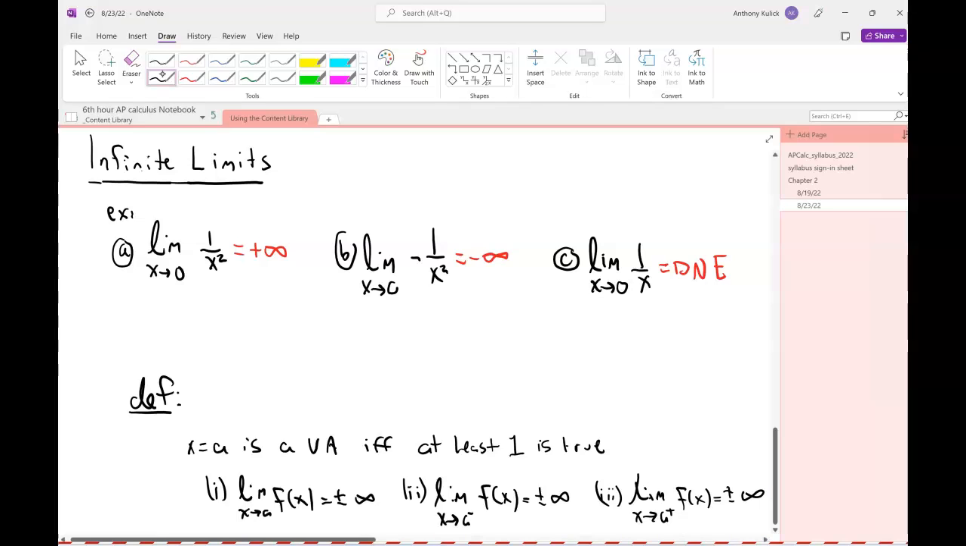So if any one of these three things is true, then there's a vertical asymptote at x equals a. So the limit at a is infinite, positive or negative. That would be enough. If the left-hand limit at a is infinite, positive or negative, that would be enough. Or if the right-hand limit at a is infinite, again, positive or negative, that would be enough. If any one of those holds true, then there will be a vertical asymptote at a. Everybody's cool with that?